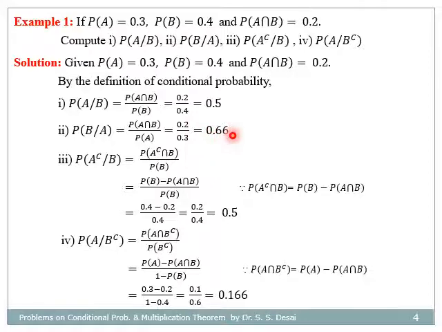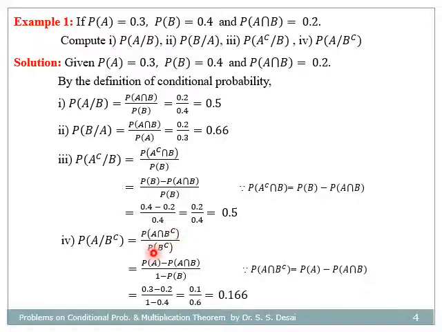that is 0.66. Similarly, probability of A complement given B is equal to probability of A complement intersection B divided by probability of B. And as we know, probability of A complement intersection B is equal to probability of B minus probability of A intersection B. So substituting this here, we have probability of B minus probability of A intersection B divided by probability of B. And by substituting the corresponding values and after simplification, we have probability of A complement given B is equal to 0.5.